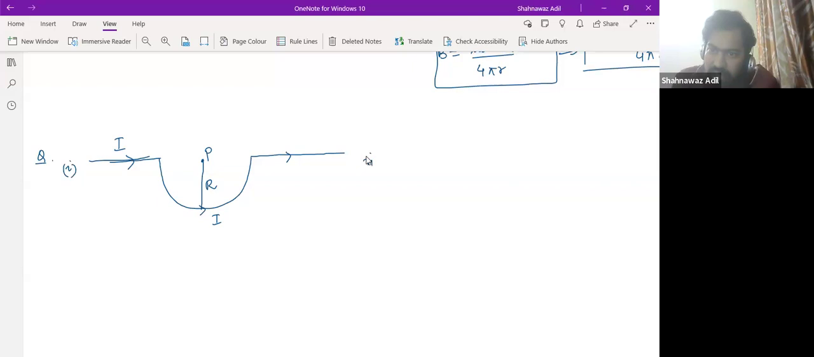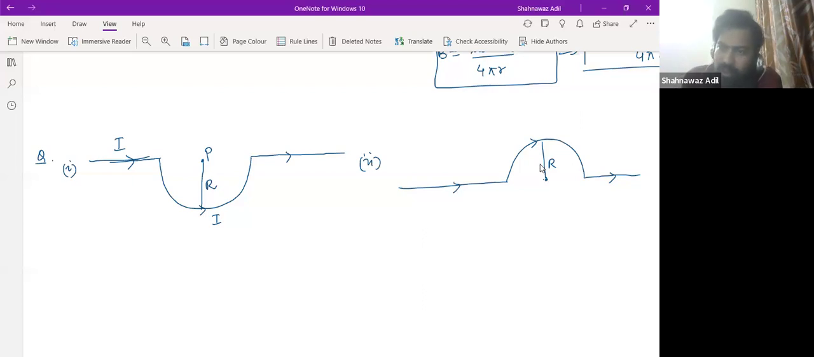The other question is that you have to calculate the magnetic field. This distance is again R. The current is flowing in this direction. For both the cases, you have to calculate the magnetic field at this point P. Okay, so what would be the answer for this one? How many shapes are there for this case?